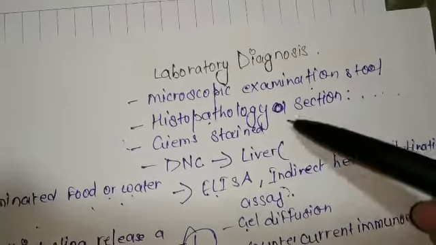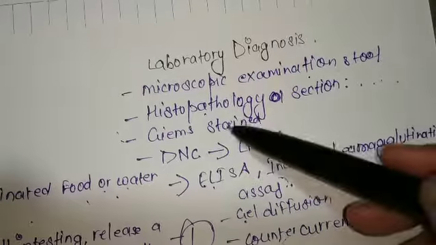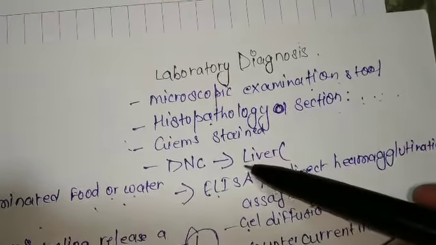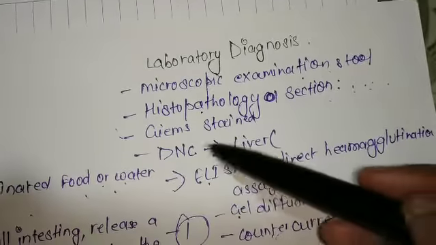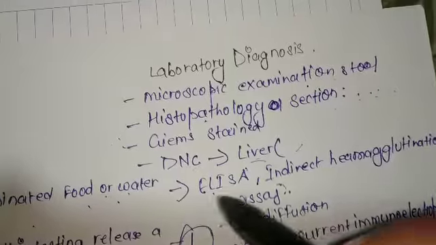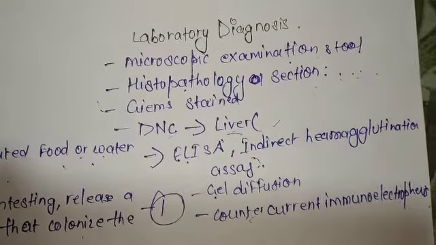So these are the different methods by which they can diagnose amoebiasis: microscopic examination of stool, histopathology sections of the liver, lungs or brain biopsy, then with the help of a DNC they can check the necrotic abscesses in the liver, ELISA, gel diffusion, counter current immunoelectrophoresis. Now we'll see the clinical spectrum, or the signs and symptoms of the disease.